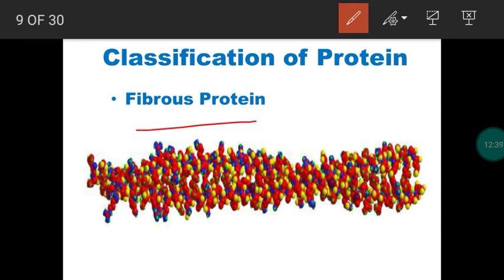Fibrous proteins are a linear chain. So the polypeptide chain will be in what form? Linear arrangement, like a straight chain arrangement. Amino acids are linked together by peptide bonds in a linear way, so we get a linear polypeptide chain. This is called a fibrous protein, because it looks like a fiber.